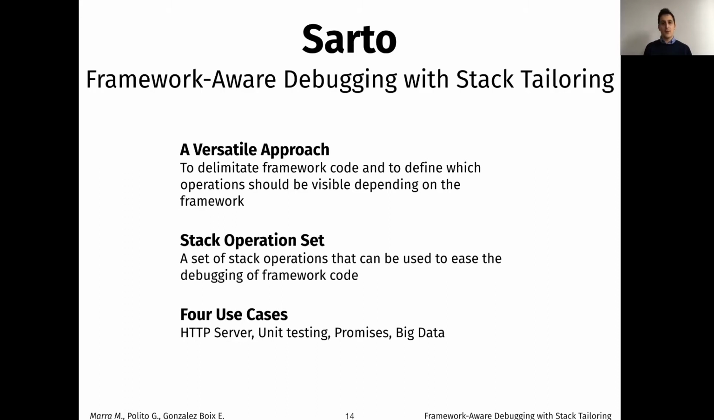To solve this problem, we propose Sarto, a library for framework-aware debugging with stack tailoring, providing a versatile approach that allows framework developers to delimit framework code and to define which operations should be visible in the call stack depending on their own framework. They can do so using different stack operations that provide different functionality. We will go through them in a second. And we apply this approach to 4 use cases: an HTTP server, unit testing, debugging of promise code, and a big data parallel execution framework.